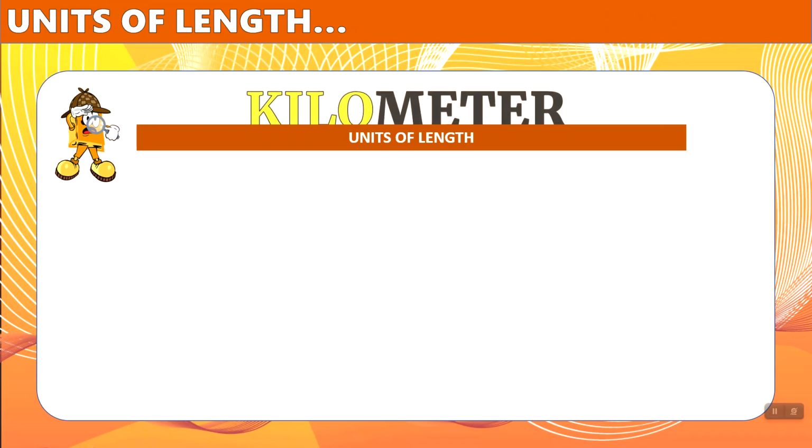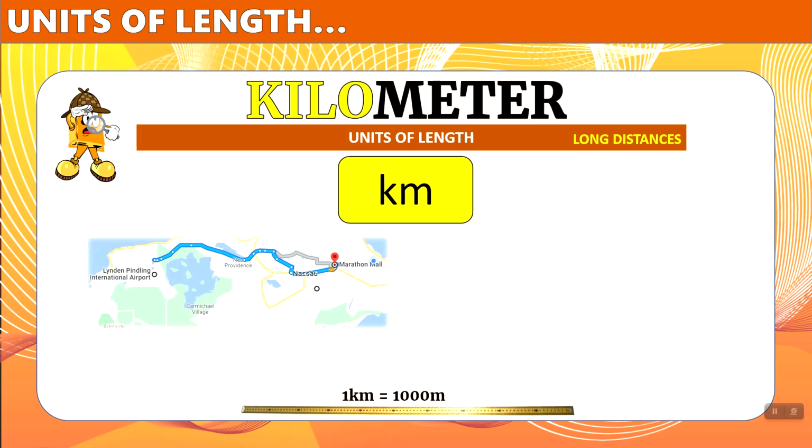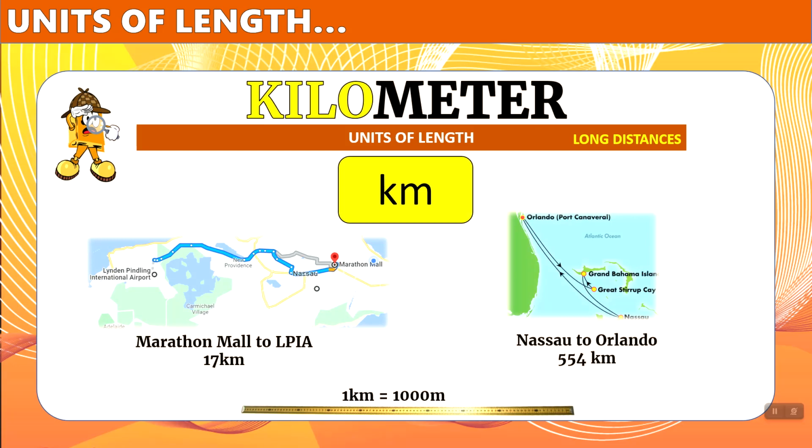And finally, a kilometer, abbreviation km, is 1,000 meters. So imagine 1,000 meter sticks side by side, which is very long. That is a kilometer, and this is used to measure long distances. If we imagine the distance from the Marathon Mall to the Lynden Pindling International Airport, that's 17 kilometers. Or the distance from Nassau in the Bahamas to Orlando in Florida, that is 554 kilometers. So we use the kilometer when we want to represent long distances.